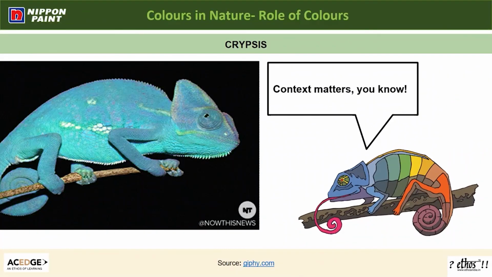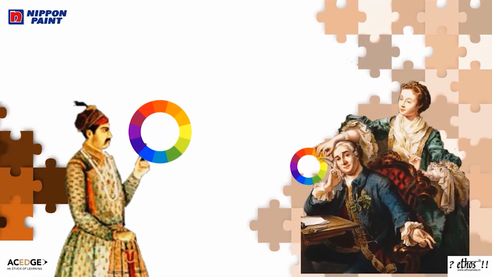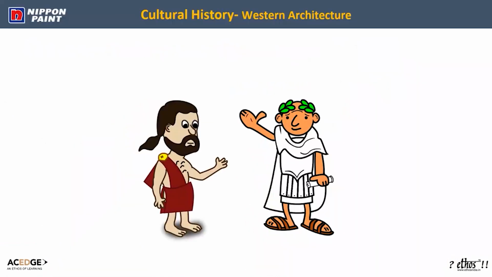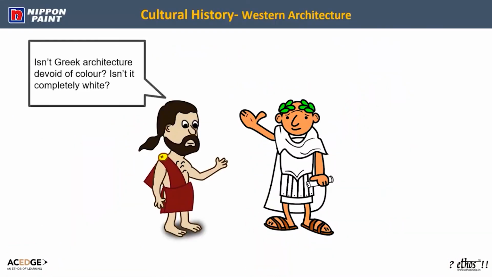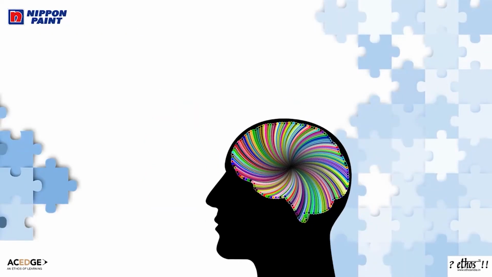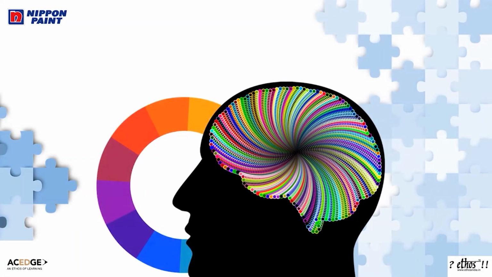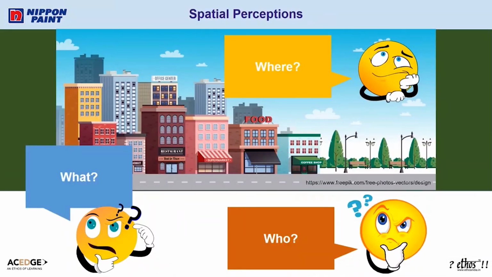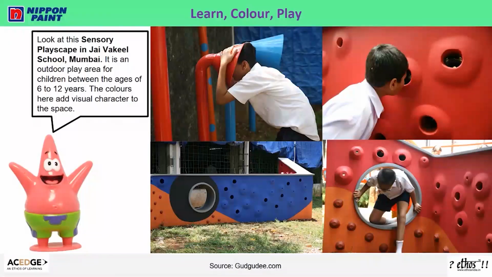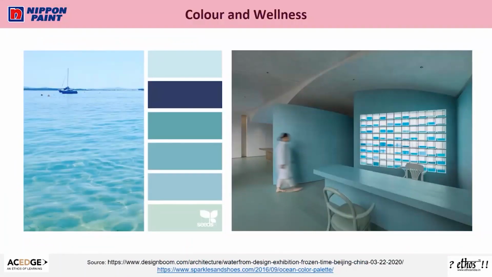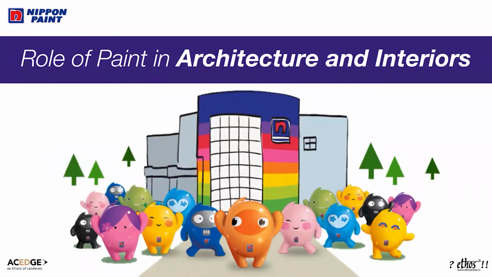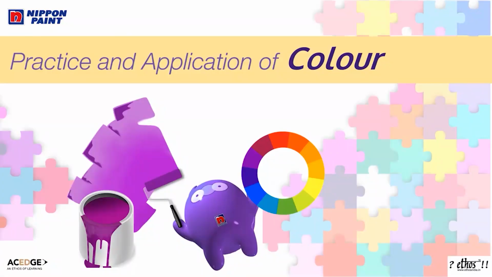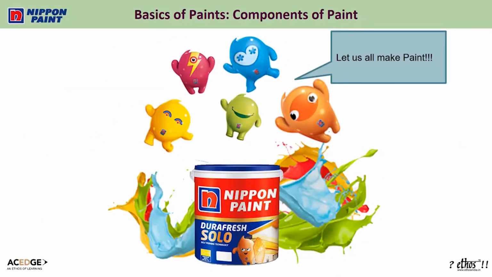Context matters, you know. Teleport to different time zones to get historical perspectives of color. Is Greek architecture devoid of colour? Isn't it completely white? And finally, dig deep into the human mind to get psychological perspectives of color. We will then go on to explore color in various spatial typologies of architecture and interiors. A transition from theory to practice would happen in the last module on practice and application of color.